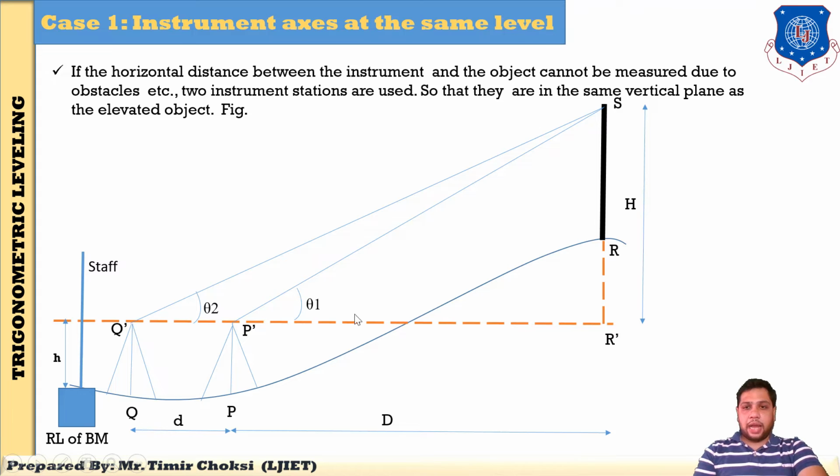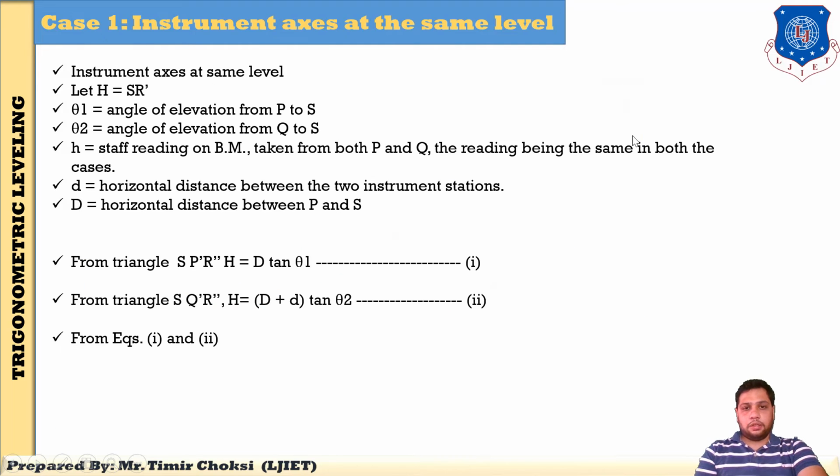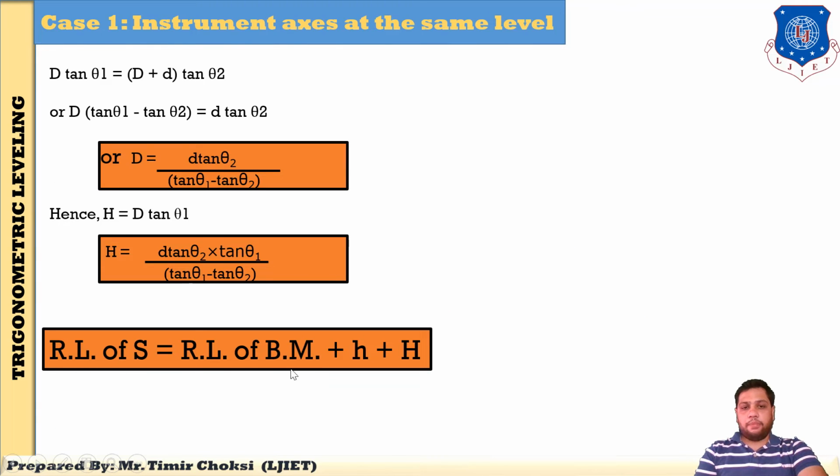Repeat this term. RL of S equal to, you have reached this point, so RL of the bottom point is RL of benchmark plus small h. You have reached the line of sight, and then you know that you have to add the capital H value, so you have easily reached the point S. So here RL of S equal to RL of benchmark plus small h plus capital H. So this is our formula of case number 2.